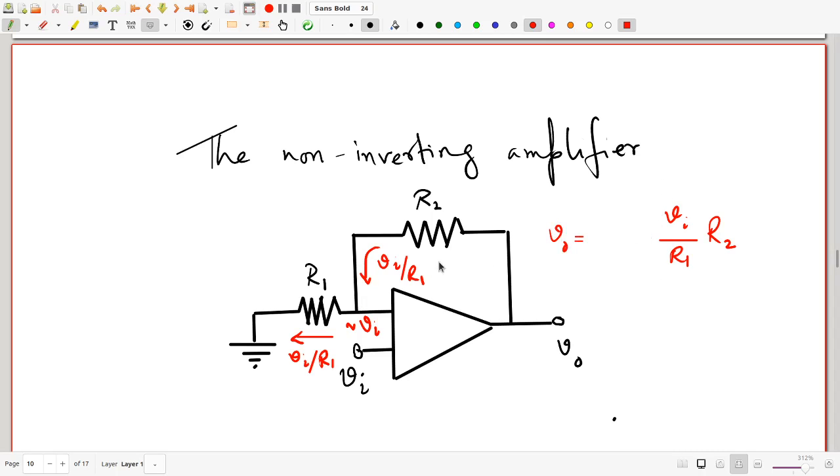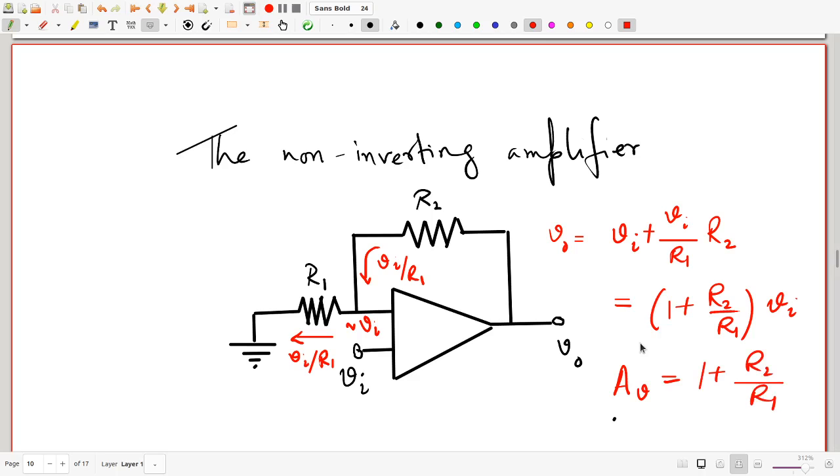Remember, what I have calculated here is the voltage drop across the resistor. The left end of the resistor is already at Vi, so the right end, which is connected to the output voltage, must be at Vi plus Vi by R1 into R2. So this must be 1 plus R2 by R1 into Vi. As simple as that. So how much is the voltage gain here? For this particular circuit, it's 1 plus R2 by R1.